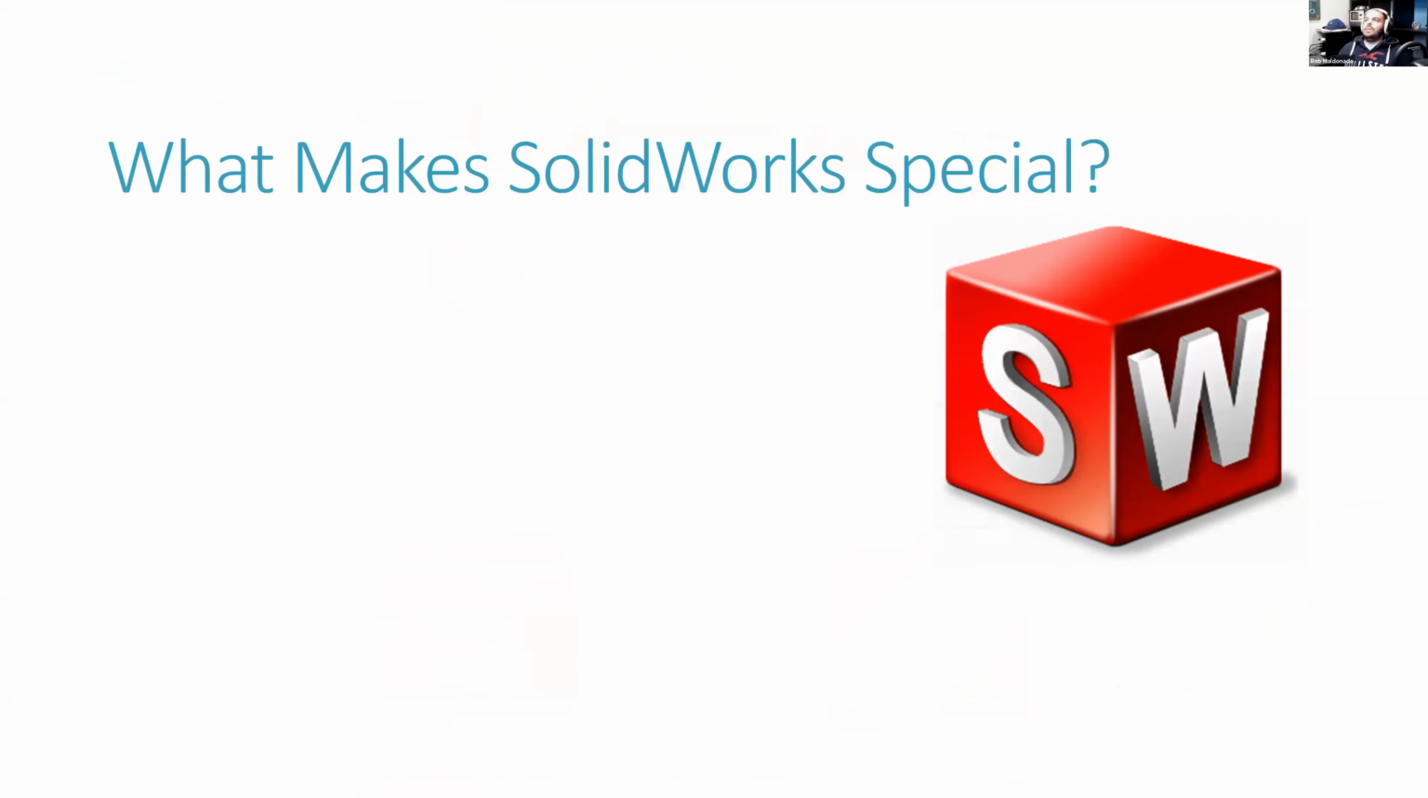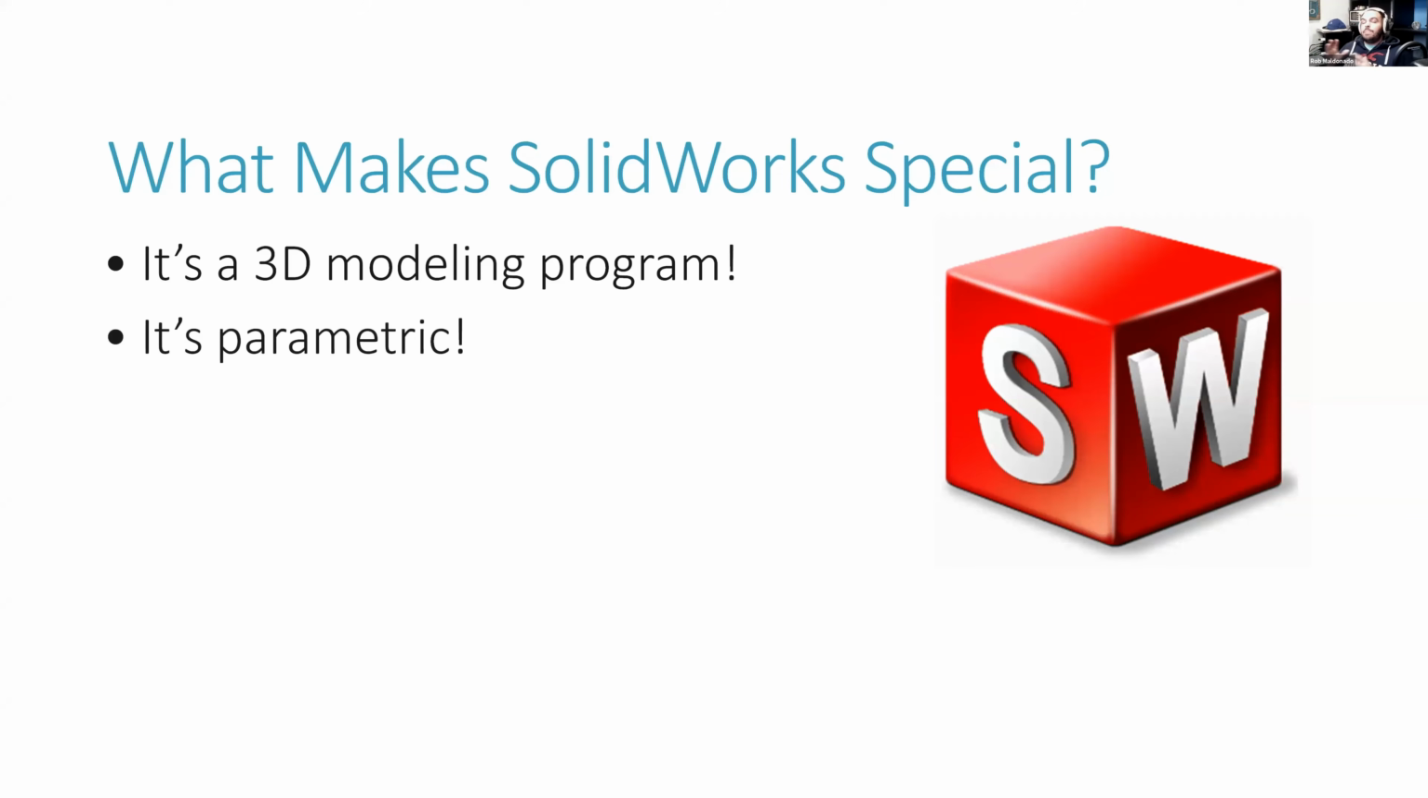But enough about me. Let's get to SolidWorks. So you may have heard of SolidWorks. What makes SolidWorks special? Well, it's a 3D modeling program. Well, duh, right? But what differentiates SolidWorks from other programs like the ones I mentioned before, like Blender, Cinema 4D, etc.? Well, it's parametric. And parametric means that you basically enter parameters. You can enter dimensions and relationships to drive how your model shapes.